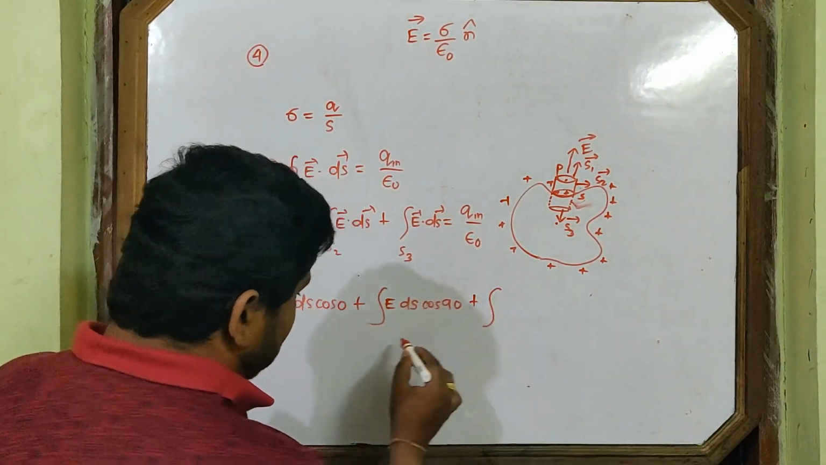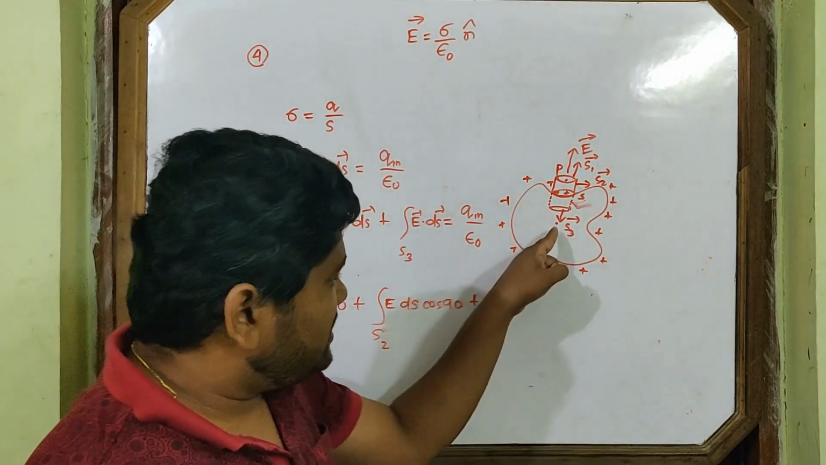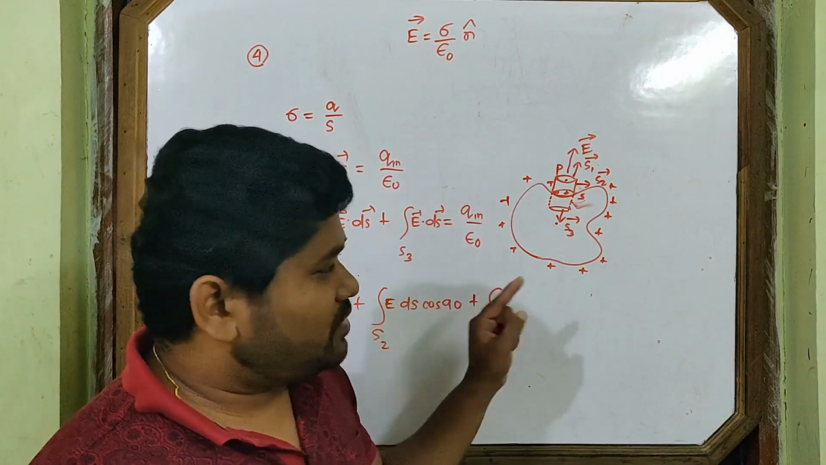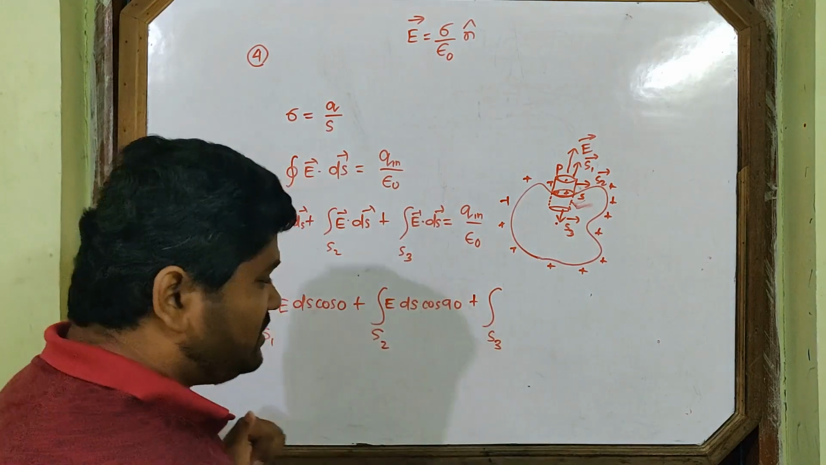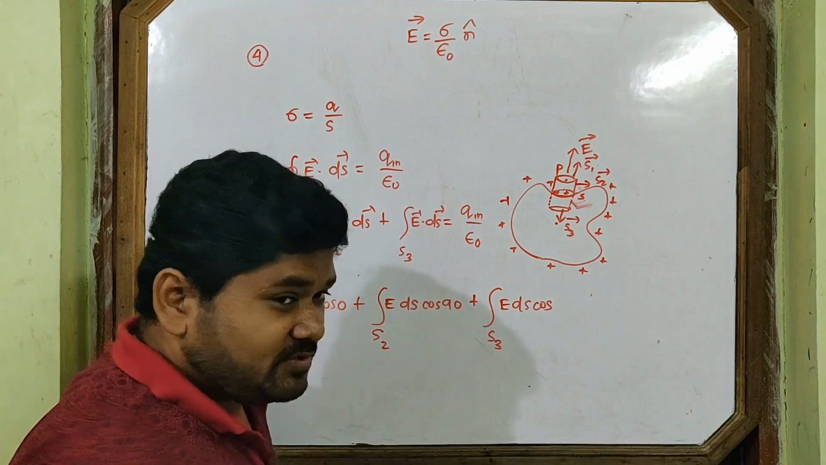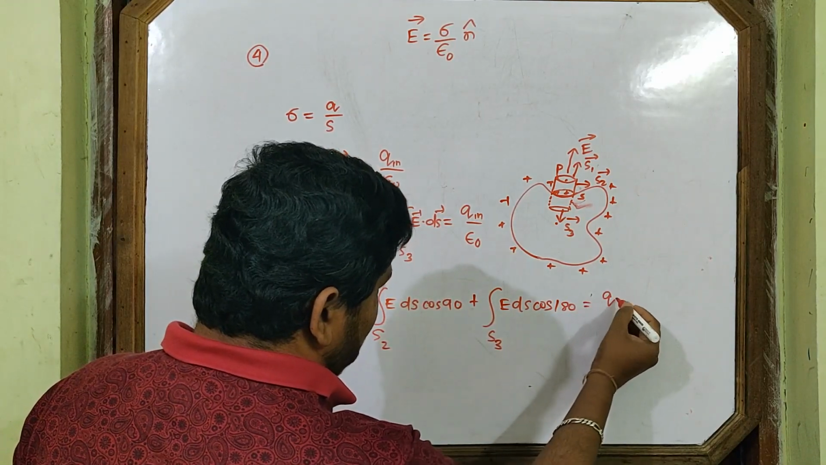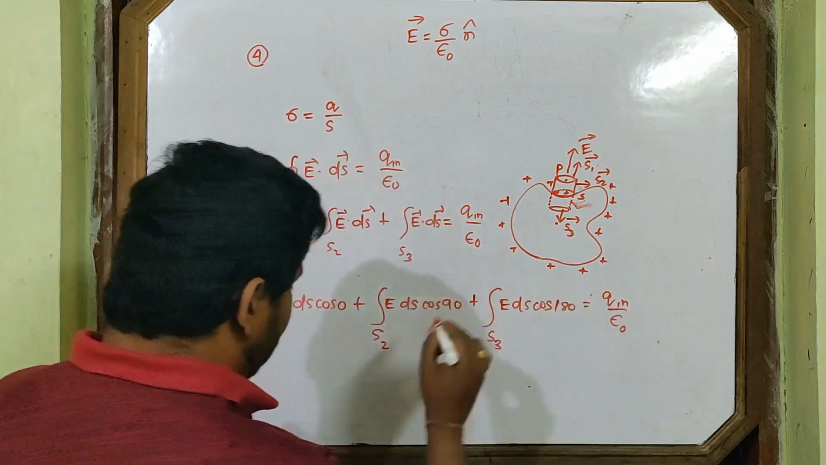Then what is the angle for S3? For S3, what is the angle? You see, for S3 now, the electric field is there upward and S3 is where? Downward. So what is the angle between them? E ds cos, what angle are you thinking now? 180. So Q in by epsilon naught.